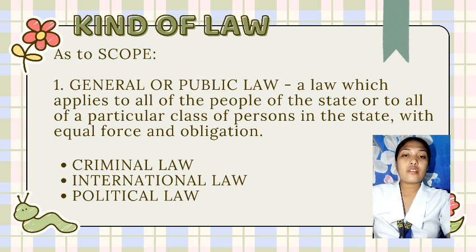We have three examples. The criminal law is a law dealing with crimes and punishment as well as the procedure for that purpose. The international law is the body of rules or principles of action governing the relations between states. And the last one is political law, which is the law regulating the relations sustained by the inhabitants of a territory to the sovereign.